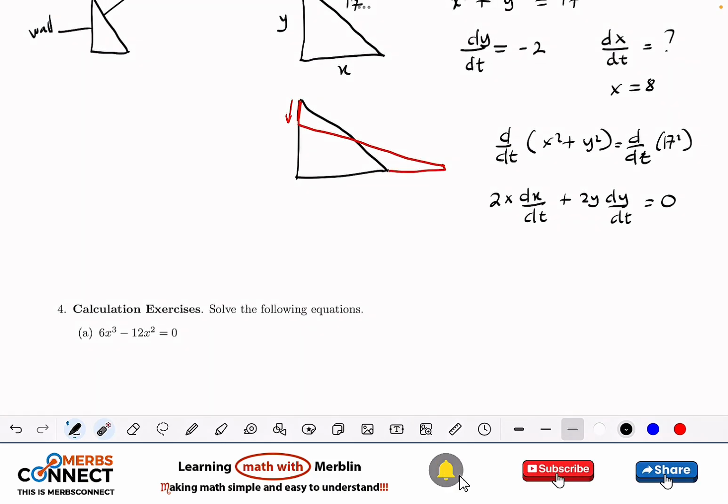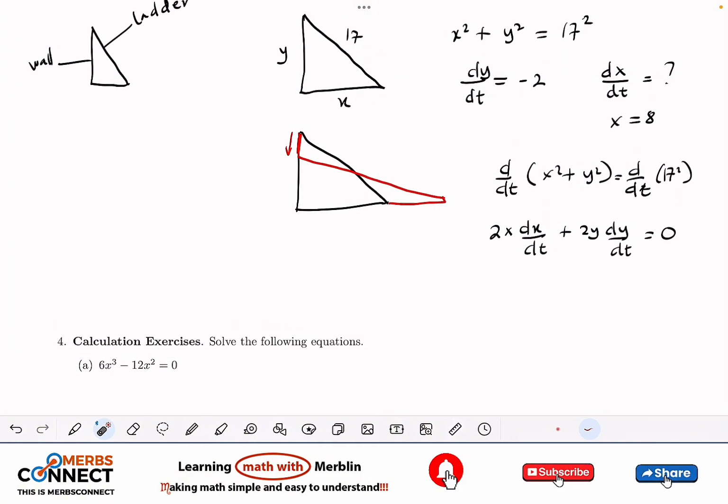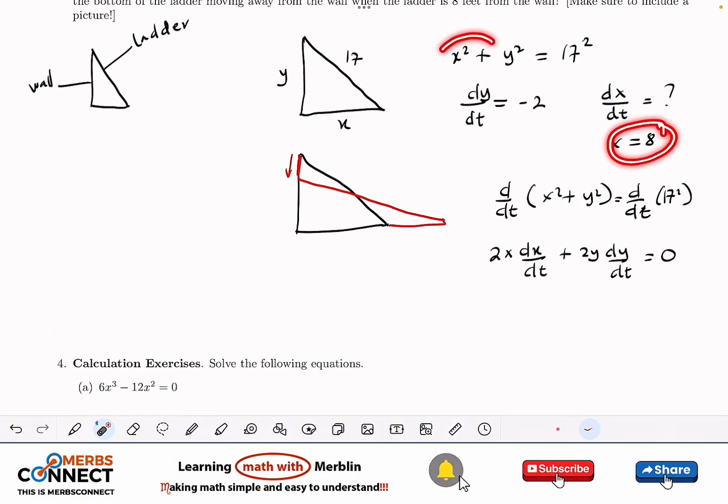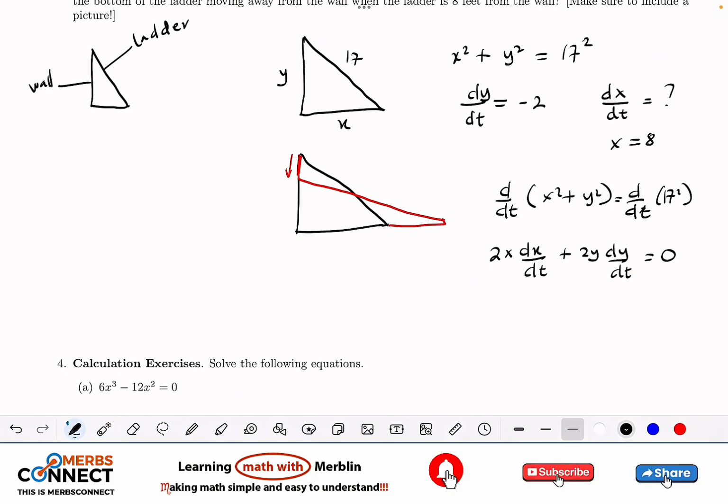So now we need dx over dt. Okay, so we need this. Do we have x? Yes, we have x. But do we have y? No. So how do you get y? We plug in x here and get y. So let's go and look for y. So we have x, which is 8. So we are going to have 8 squared plus y squared is equal to 17 squared.